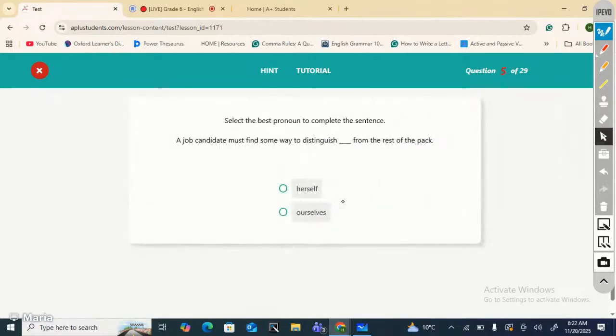A job candidate must find some way to distinguish blank from the rest of the pack. Herself or ourselves. Both are reflexive pronouns. Choose wisely. A job candidate is the subject of the sentence.